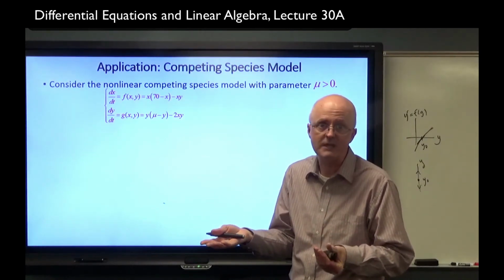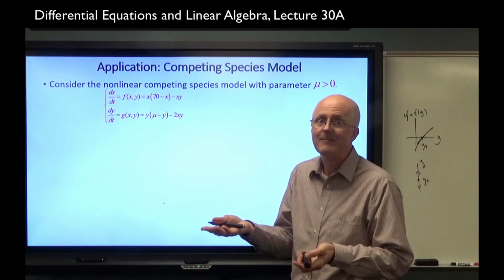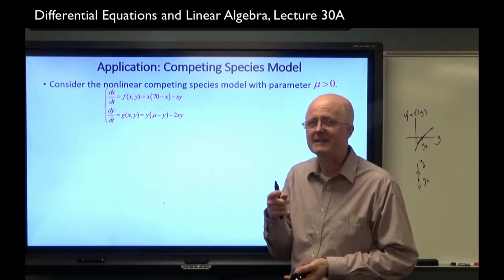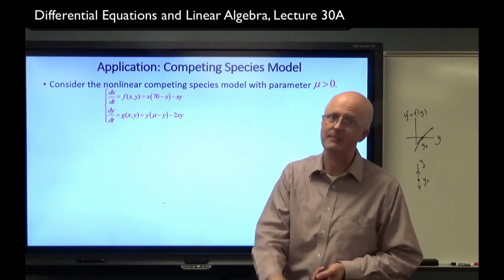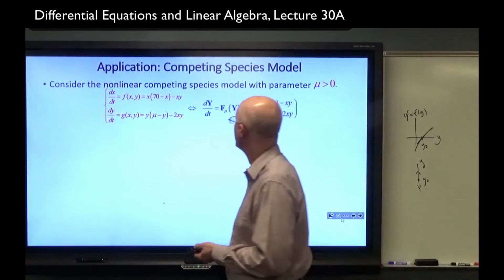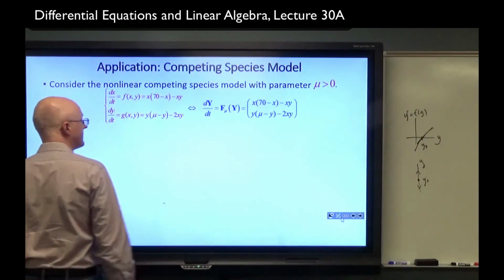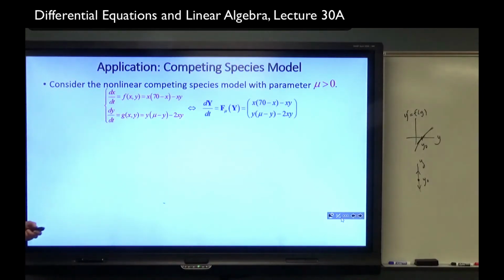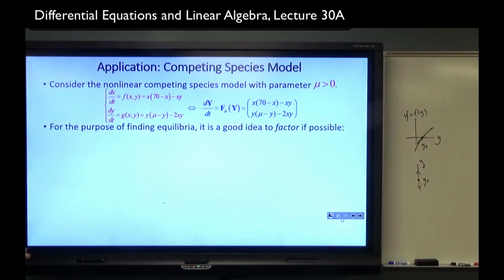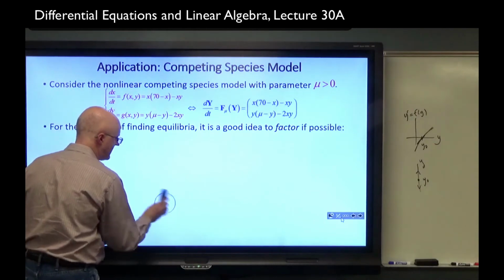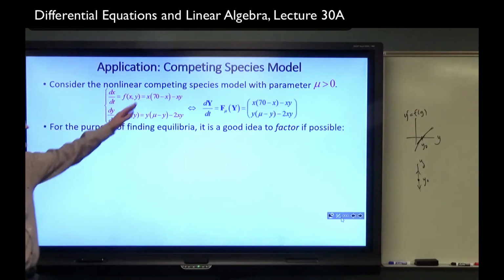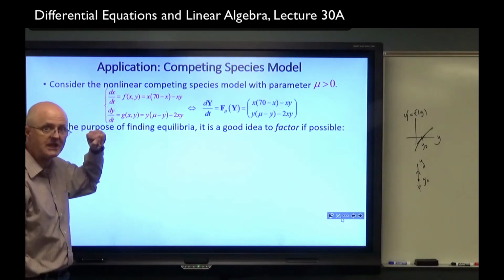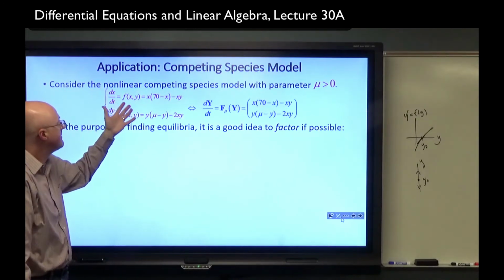We need to draw phase planes, perhaps. But before we try to draw the phase planes, it'll be good to find the equilibrium points and linearize near them using the Jacobian matrix. That's where we're going. As a vector field, you could write it like this. It's autonomous, no t's on the right-hand side. For the purpose of finding the equilibrium points, it's a good idea to factor the right-hand side functions that are called little f and little g here as much as possible. And it can be done.